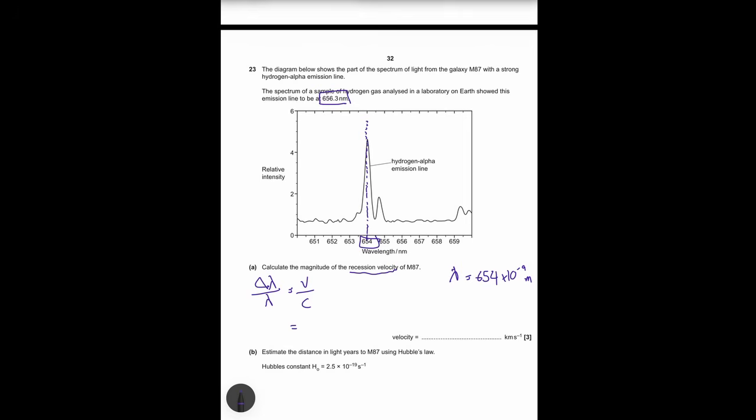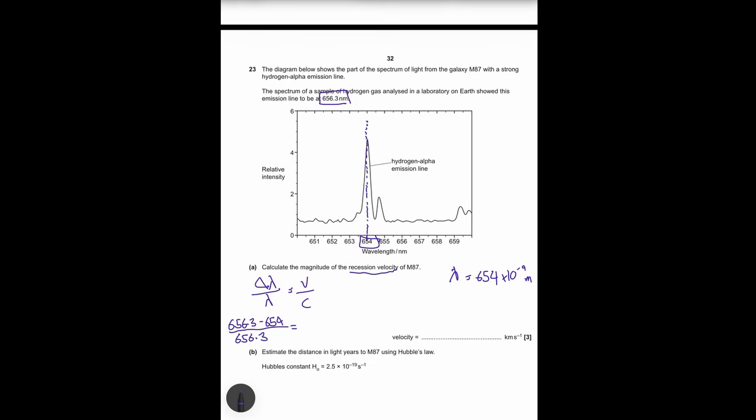So the change in wavelength is going to be 656.3, and I'm not going to put in the times 10 to the minus 9 because I know they're going to cancel out. But if you're not sure why, then just always do it. It's not going to hurt you to put them in. Take away the one that I've got, and it's always divided by the original wavelength, which is the one in the lab, so 656.3.